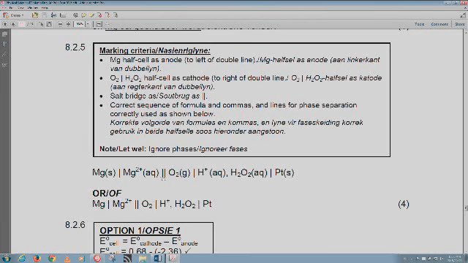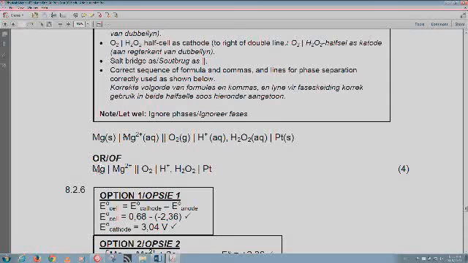And then note, colleagues, you may ignore the phases. So, for the 1st mark there is magnesium and magnesium ions to the left of the salt bridge, 1 mark. And then the half reaction of the hydrogen peroxide to the right of the salt bridge, the 2nd mark. The 3rd mark is for the salt bridge, and then the 4th mark is for everything in the correct sequence with the correct lines for the phases.